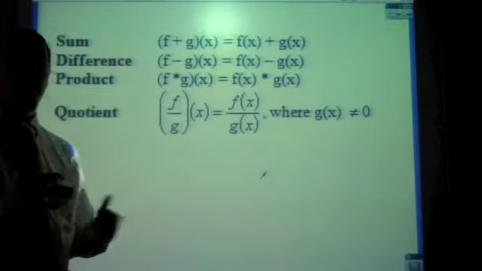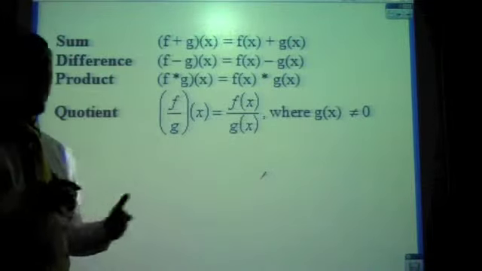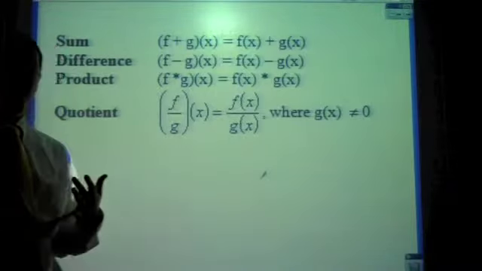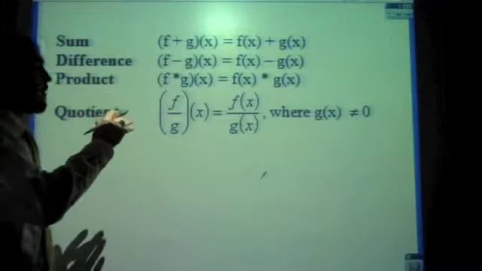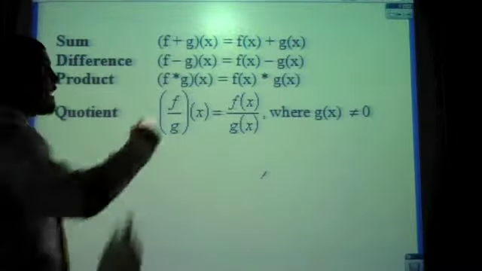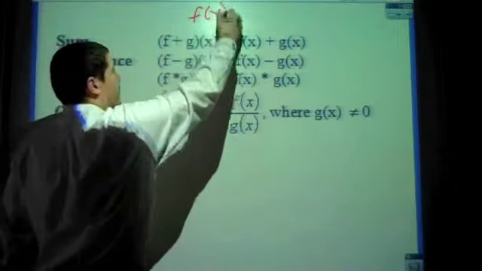Today we're going to talk about composition of functions. Specifically, we're going to talk about adding, subtracting, multiplying, and dividing functions. Before we begin, we want to go over some notation. So if you remember last week we talked about f of x representing function notation.